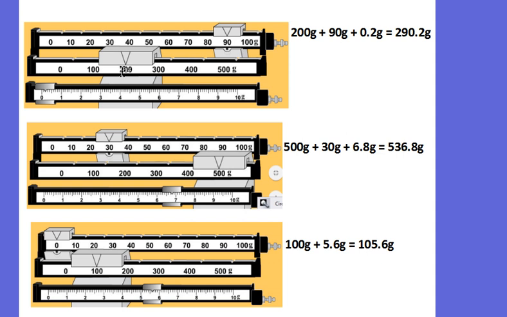So for this first one, it would be 200 plus 90, and over here this little pointer is just at 0.2, so it would be 290.2 grams. This one, it's at 530. And then this is 6.8, so if you add all those together, it would be 536.8. And this one, we've got 100, we've got no tens, so it's 100. And then down here, this is 5.6, so 100 plus 5.6 will be 105.6 grams.